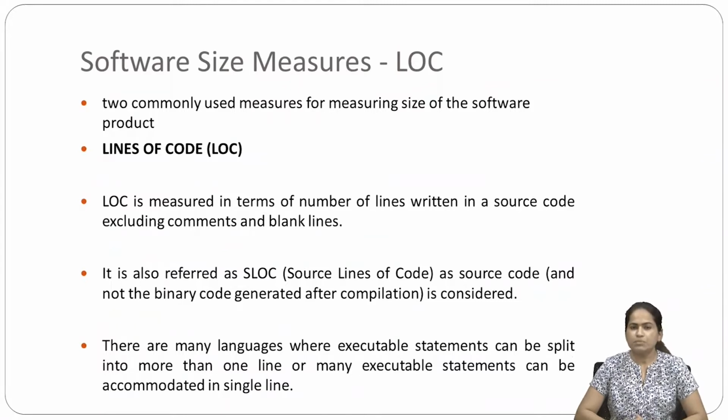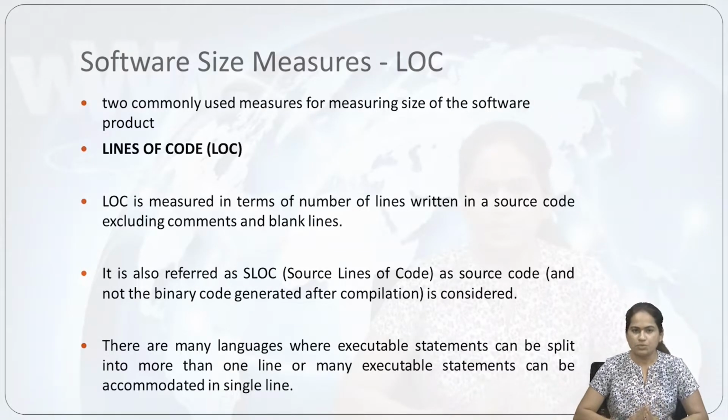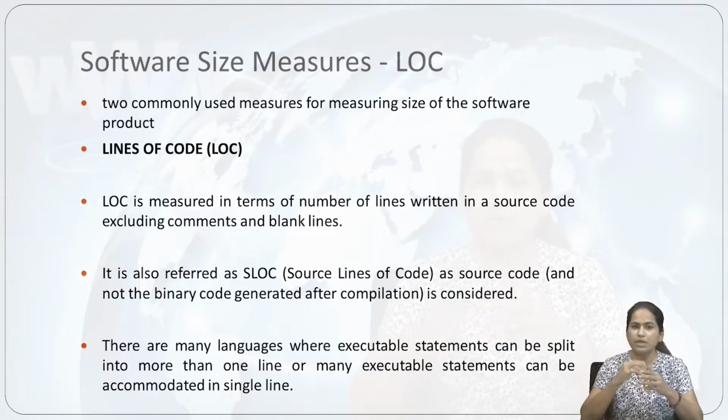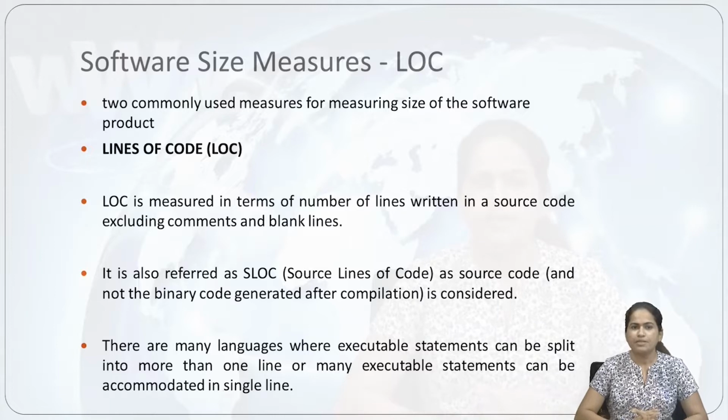LOC is measured in terms of the number of lines written in source code, and when we are considering source code, we just have to consider the source code only. In source code we may have comments or blank lines, and we do not have to consider those. Only the code which provides the functionality is considered; extra comments and extra blank lines we have to skip. It is also referred to as SLOC, that is source lines of code, as we are only considering the source code.